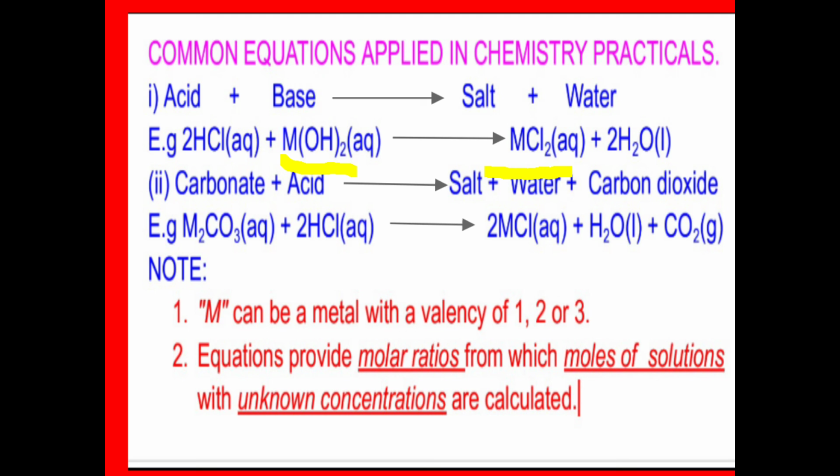Another one is carbonates reacting with acids. When a carbonate reacts with an acid, we get a salt, water, and carbon dioxide. Still, M can be hidden, and they just call it an unknown. So you just apply the knowledge of balancing, the knowledge of writing correct formulas, and you write your equation of reaction.